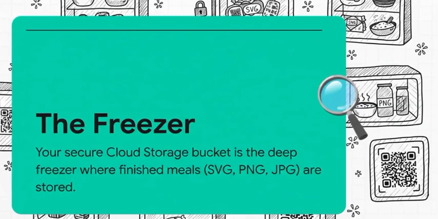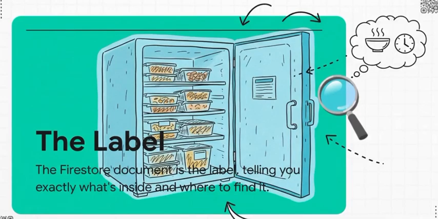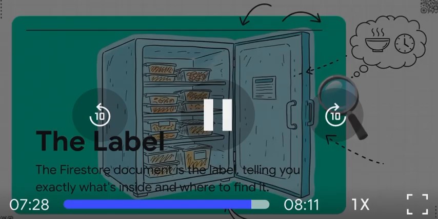So once the meal is cooked and packaged up, in our case into SVG, PNG, and JPG formats, it needs to be stored. Our secure cloud storage bucket, that's the deep freezer. It keeps our finished assets perfectly preserved and totally safe for as long as we need them. And finally, how do you find anything in a giant freezer? You need a label. Our Firestore document is that label. It doesn't contain the meal itself, just the critical info, what's inside, and most importantly, where to find it in the freezer. When you're ready to eat, you just read the label, find the meal, and heat it up right on demand.